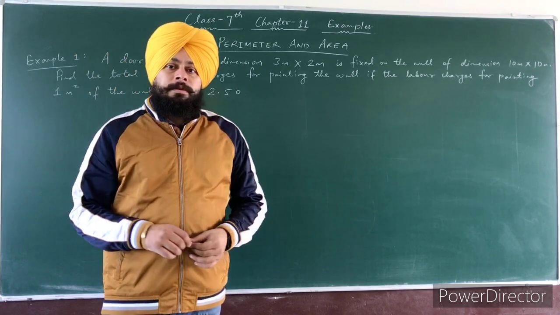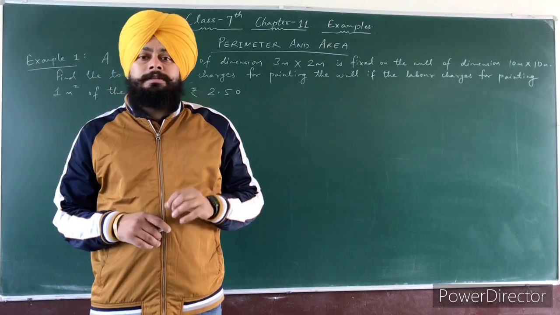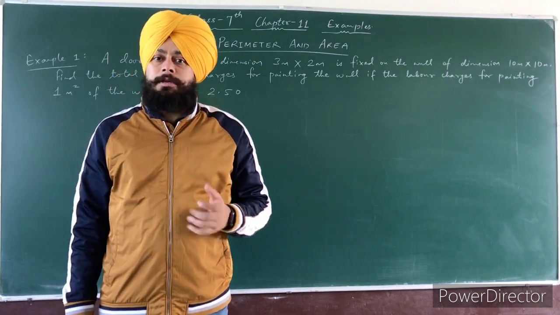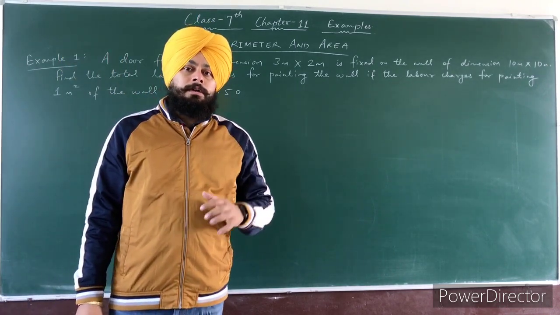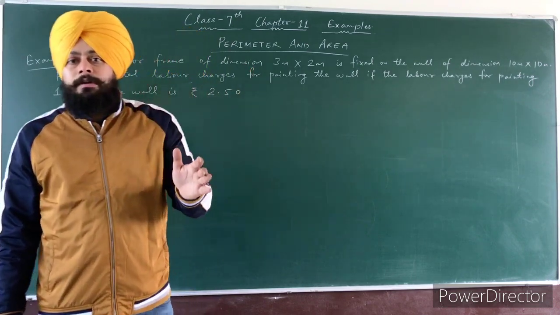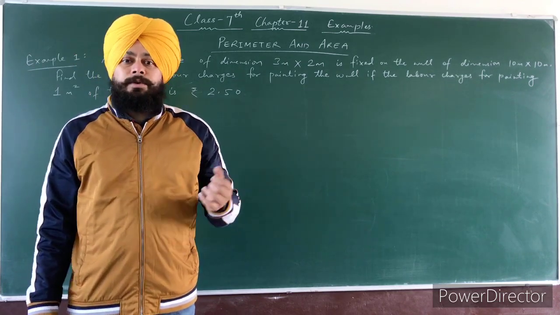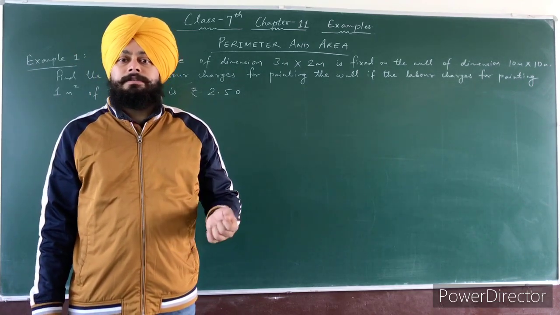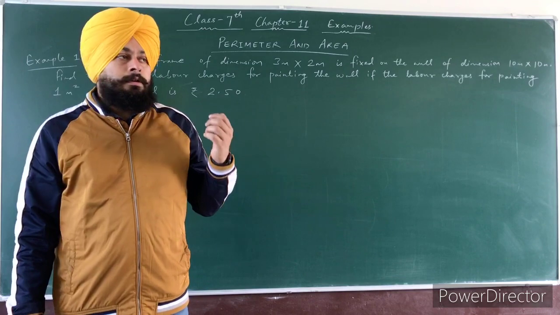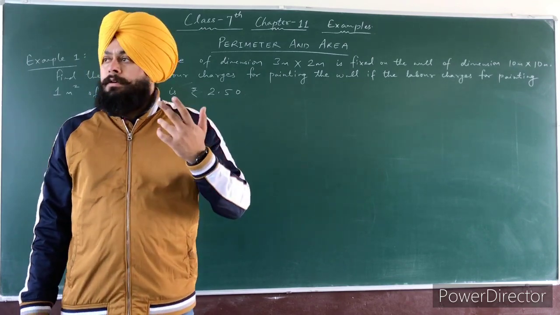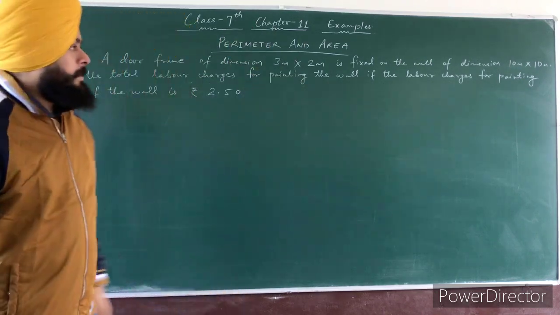So what is perimeter? Perimeter is the distance along the outside of the shape, or you can say the sum of all sides of a two-dimensional shape. And area is the space occupied by a flat surface, or the surface area of an object. The unit of area is measured in square units such as square centimeter, square meter, square inches, etc. In this chapter we have to find the perimeter and area of rectangle, square, circle, etc. So let's start with an example.